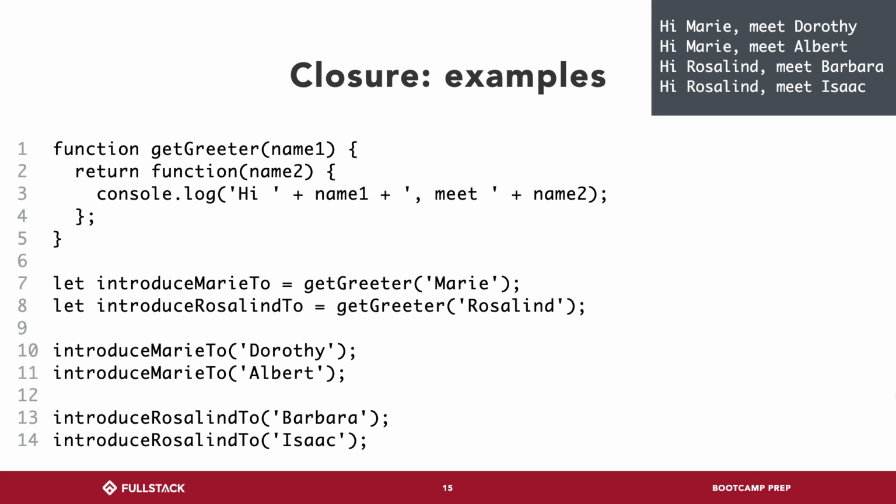This is just a more wordy example. So here we have getGreeter, and it does the same thing as I just showed. It was the same function as before. But now I'm going to say let introduceMaryTo equal getGreeter Mary. Let introduceRosalindTo equal getGreeter Rosalind. Then I say introduceMaryTo Dorothy, introduceMaryTo Albert, introduceRosalindTo Barbara, introduceRosalindTo Isaac. You get hi Mary, meet Dorothy, hi Mary, meet Albert, hi Rosalind, meet Barbara, whatever.